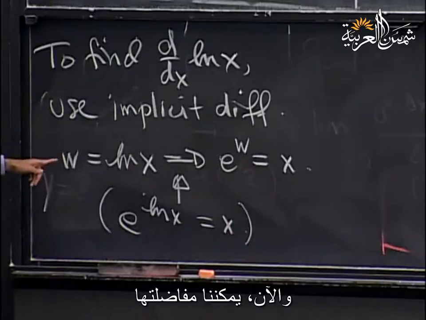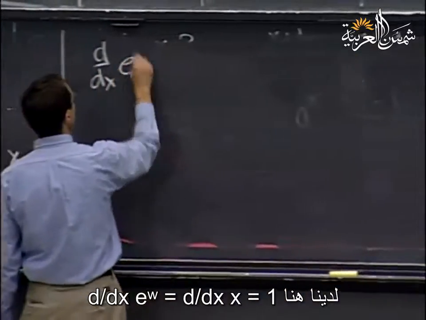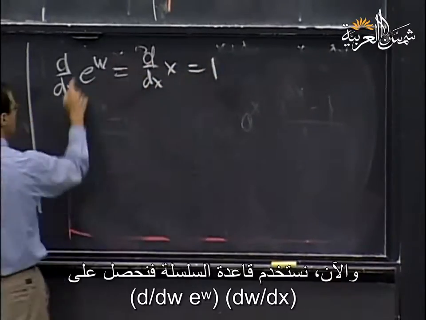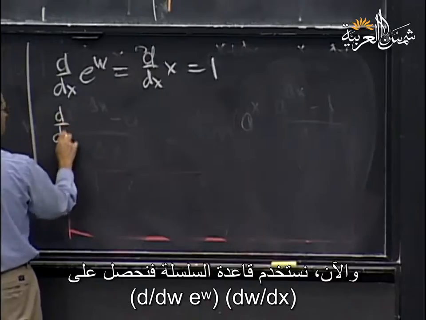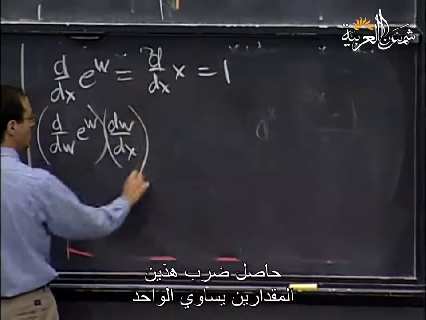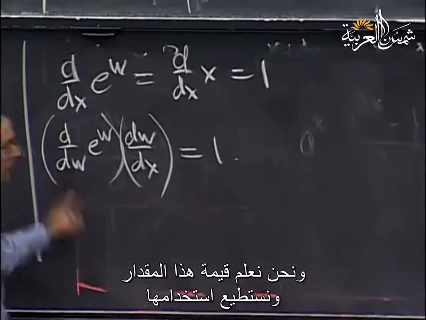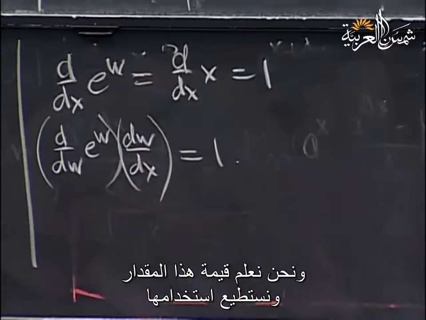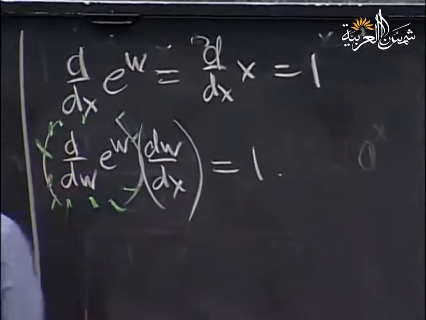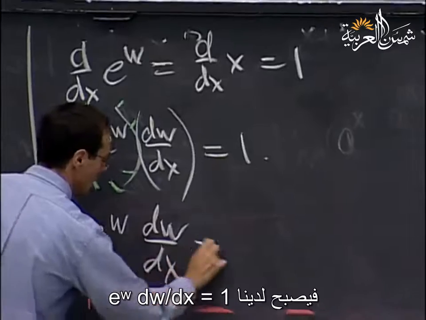All right, now we can differentiate this. So let's do the differentiation here. We have d by dx, e to the w is equal to d by dx of x, which is 1. And then this, by the chain rule, is d by dw of e to the w times dw dx, the product of these two factors. That's equal to 1. And now this guy is the one little guy that we actually know and can use. That's this guy here. So this is e to the w times dw dx, which is 1.